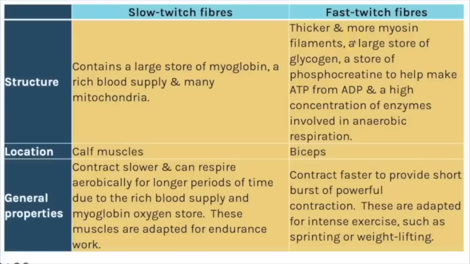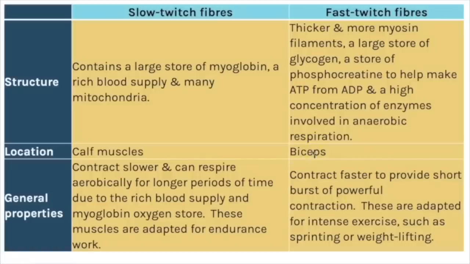Fast twitch fibre muscles are much thicker and there's more myosin filaments. They have a large glycogen store and a phosphocreatine store to help make the ATP. They also have a high concentration of enzymes needed for anaerobic respiration. Now, all of those structural features link to the properties of it contracts faster, short bursts of powerful contractions as well. So this is for intense exercise, and as we said, it'd be anaerobic respiration. And an example would be your biceps when you are contracting your biceps.